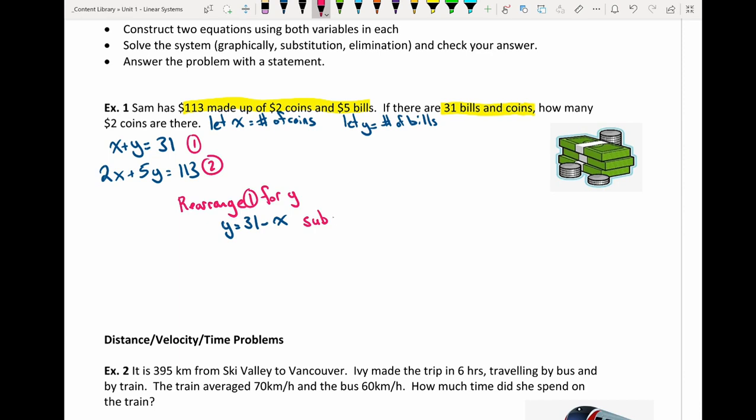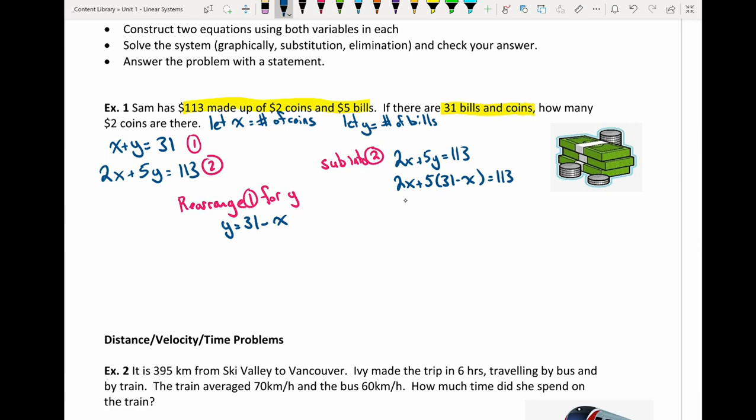And now I'm going to sub this equation into number 2. I'm going to sub it back into the other equation. Let me reorganize this. So now I'm going to substitute this in up here. I have 2x plus 5y equals 113. I'm going to substitute it in, so it's 2x plus 5 times (31 minus x) equals 113.